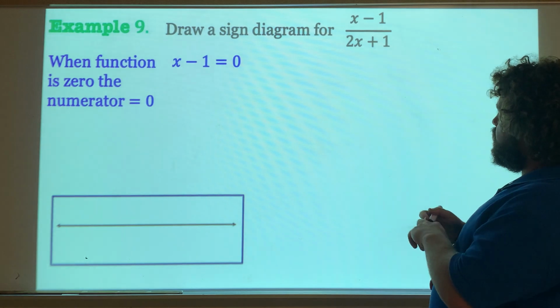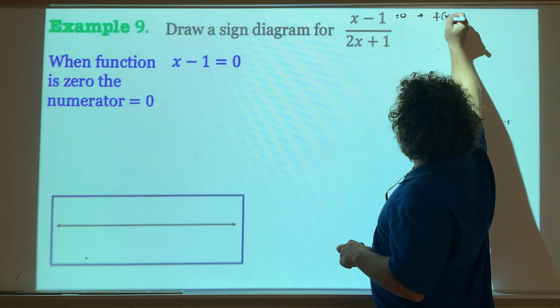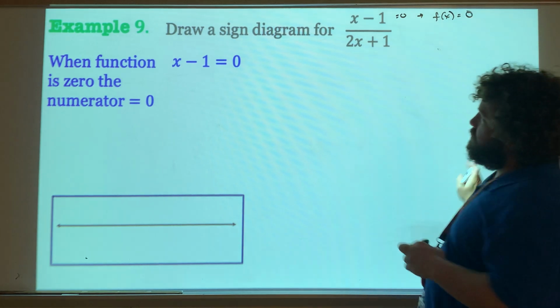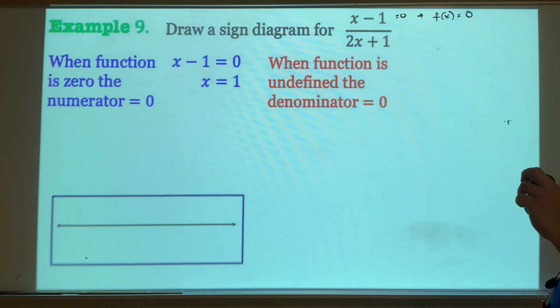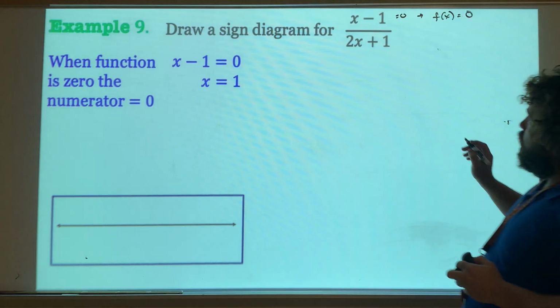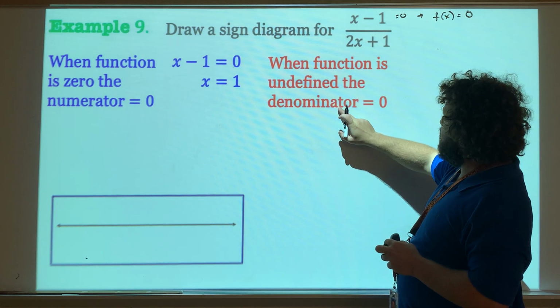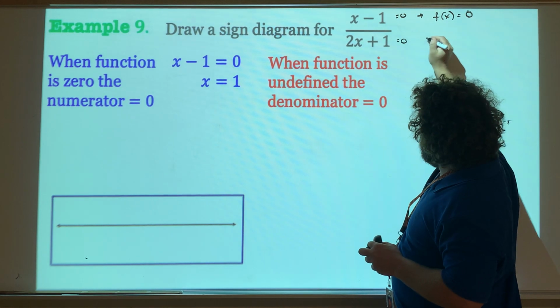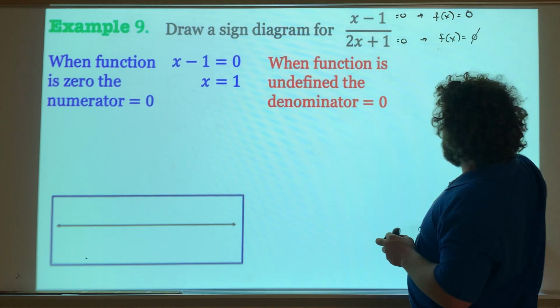So when x minus 1 equals 0, the whole f of x equals 0. So when x equals 1, your numerator is 0. That's part 1. Part 2, when the function is undefined, the denominator equals 0. So when this denominator equals 0, your function is undefined.